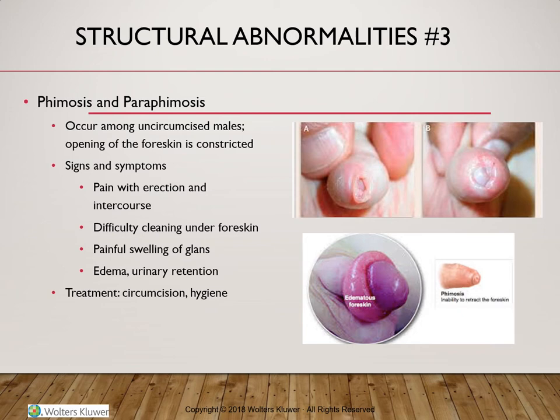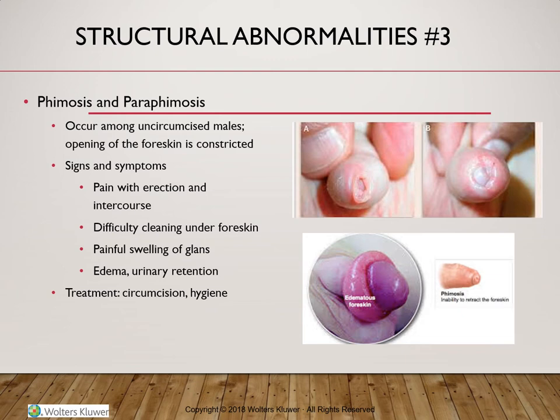What happens in terms of signs and symptoms? The patients will present with pain with erection and intercourse, and having a difficult time cleaning under the foreskin because they cannot, especially in phimosis. Those with paraphimosis will experience a painful swelling of the glans, and you can see how it's completely strangulated in this picture. You can see it blue. The blood flow is totally compromised there.